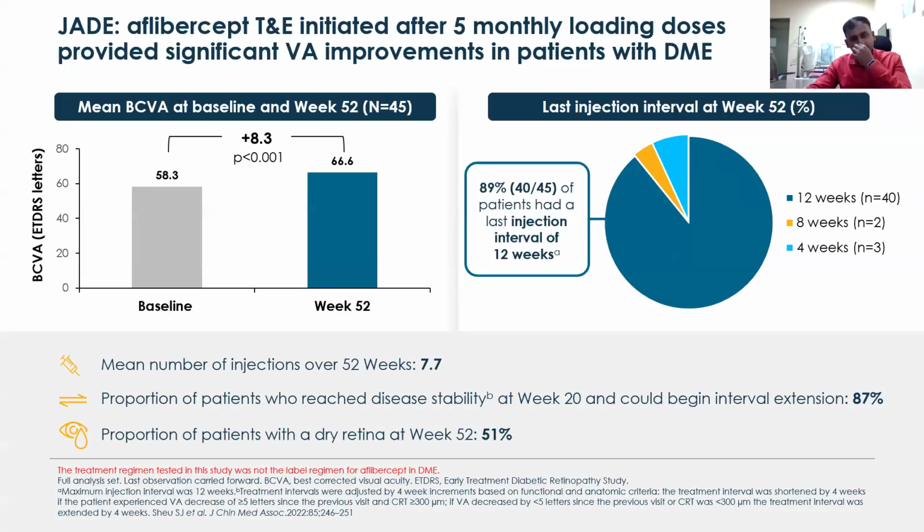The Jade et al. study investigated the safety and efficacy of aflibercept for DME. Improvement in BCVA was noted from 58.3 at baseline to 66.6 at 52 weeks, a gain of 8.3 letters. The mean number of injections was 7.7. Patients who achieved disease stability were 87%, and patients with a dry retina at 52 weeks were 51%. 89%, 40 of 45 patients, had a last injection interval of 12 weeks.